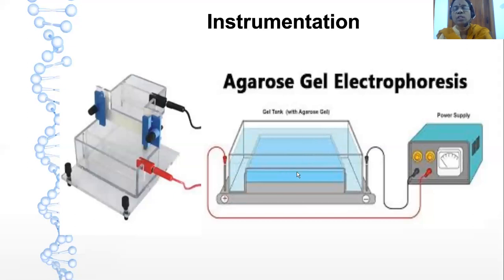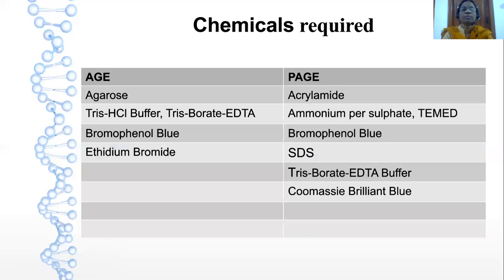You can see here this blue line. This is the thickness of the gel. After it polymerizes or solidifies, we are supposed to insert a comb for the formation of the wells. Once the wells are formed, we have to shift it to the system, connect the power supply, load the samples, and then switch on the power supply for the conductance of electricity.